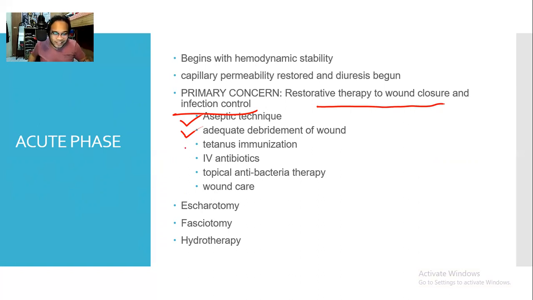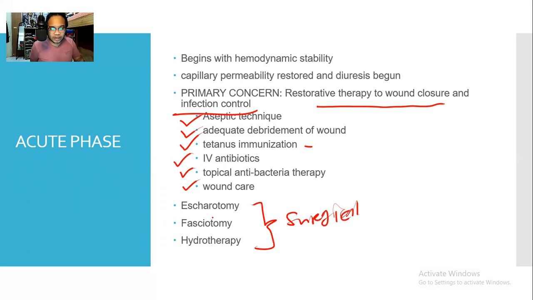Okay, tetanus immunization. Yes, this is a prophylaxis, no? Para hindi magka-tetanus yung ating patient. Okay? IV antibiotics, topical antibacterial therapy, and you also have there your wound care, so dressing. Every day ginagawa ang dressing that time as well. So meron ding everyday application of your antibiotic cream. You have there ito yung ating mga surgical management. Your escharotomy, fasciotomy, and your hydrotherapy.